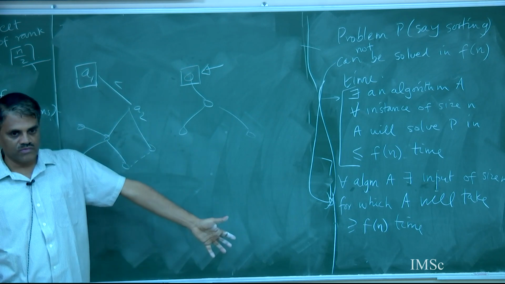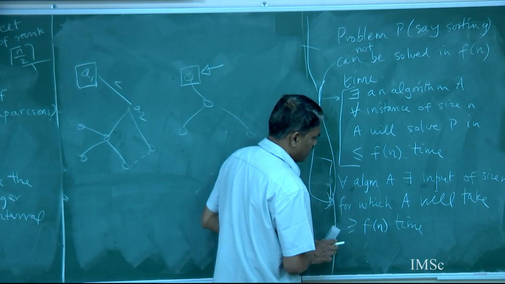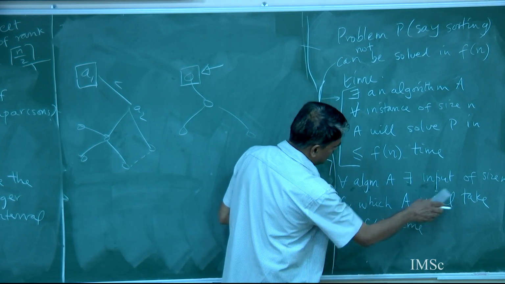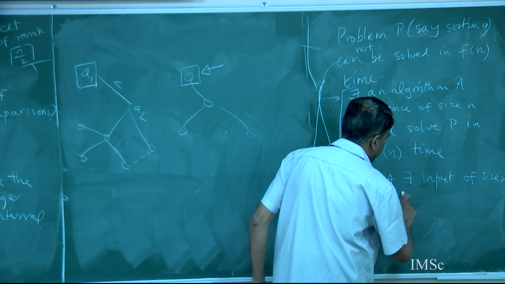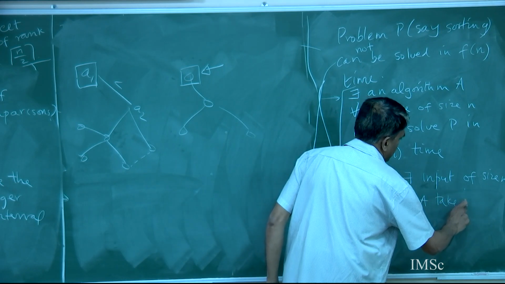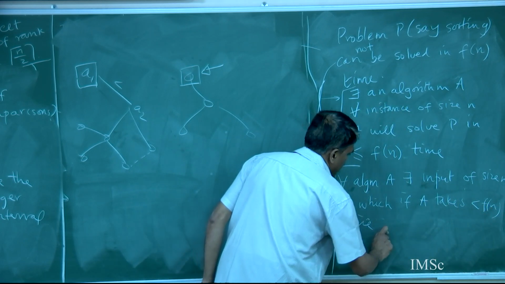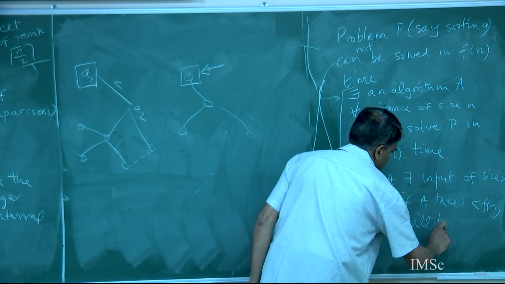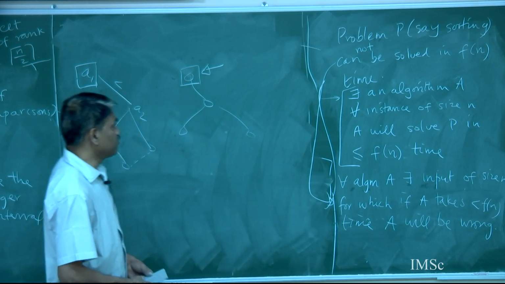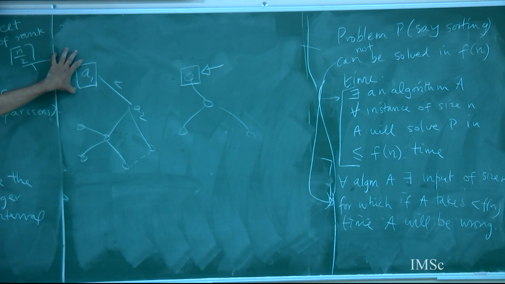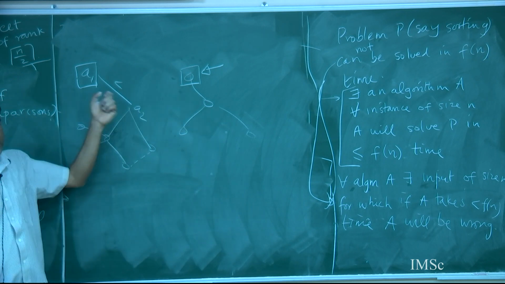That is my input for which this algorithm A will take greater than or equal to f(n) time, or if A takes less than f(n) time, A will be wrong. Right? Because you stopped with n-1 comparisons and you said this is the smallest, you are wrong because I have produced that input for which you are saying this is smaller.